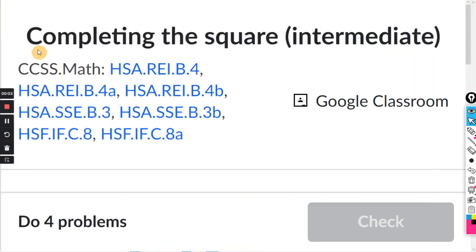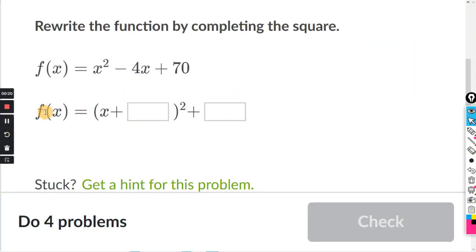This will be for the Khan exercise, completing the square intermediate. Khan Academy also has an exercise, completing the square intro. I highly suggest you do the intro one first. They want us to rewrite this function by completing the square. We're going to get this function into this form right here.